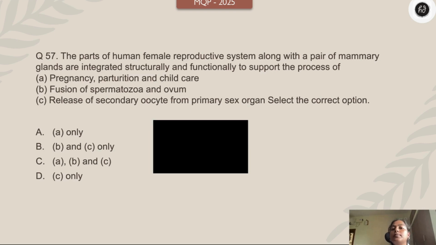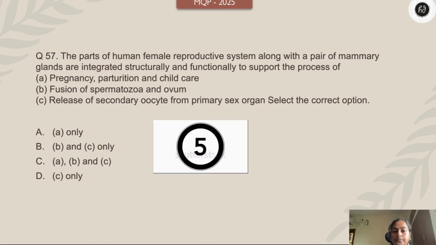The parts of the human female reproductive system along with a pair of mammary glands are integrated structurally and functionally to support the process of pregnancy, parturition and childcare, fusion of spermatozoa and ovum, release of secondary oocyte from primary sex organ. Select the correct option. A only, B and C only, A, B, C, and A, B and C, C only. What do you think? Your time starts 3, 2, 1 right now.